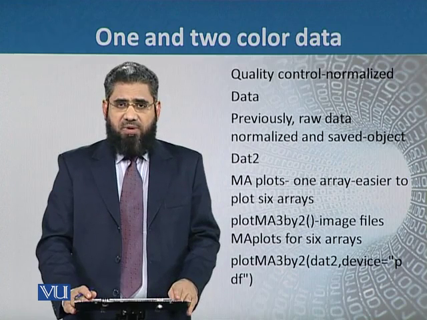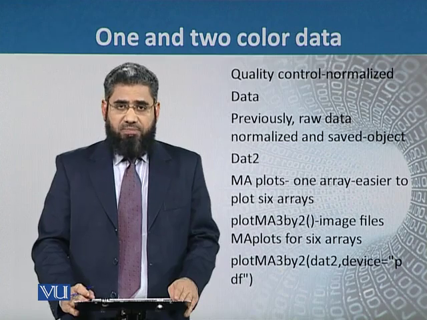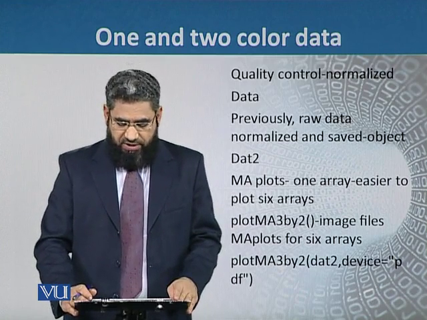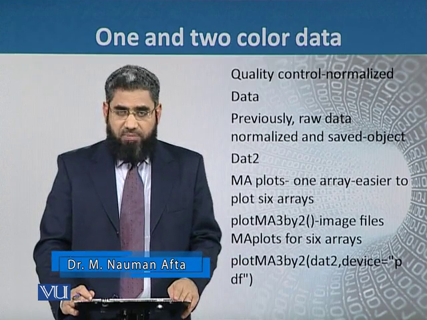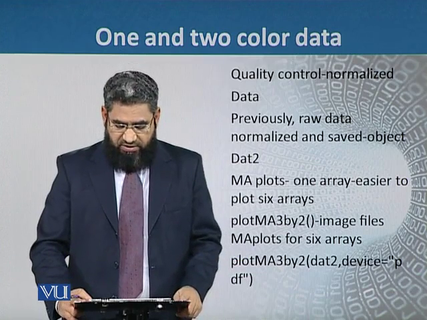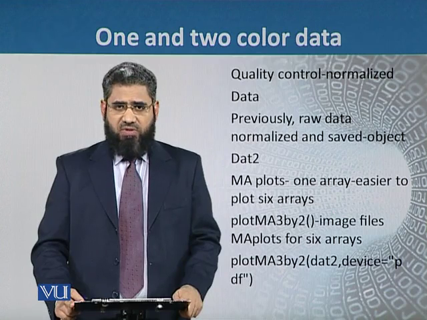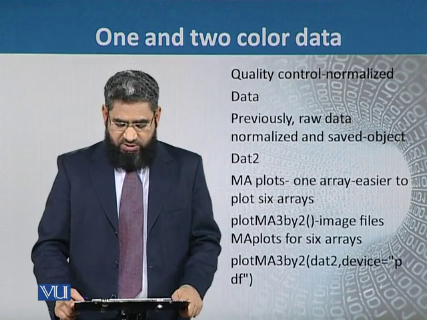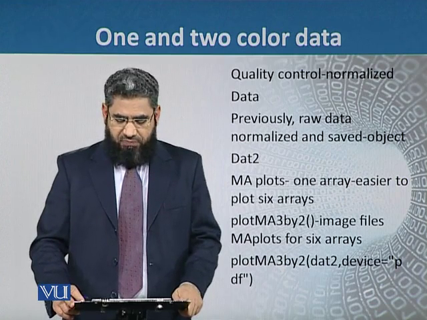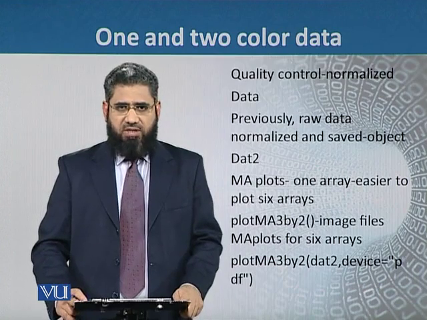We have seen that we can check the quality by plotting the MA plots. We can plot one MA plot for one array, but it is easier to plot six arrays at a time by using the limma package and the command plotMA3by2, 3 by 2 meaning 3 into 2, 6. So we can plot 6 images of the 6 arrays at the same time. We can then analyze these arrays using plotMA3by2 DAT2, and convert these plots into a PDF file also, because we can use it outside the R program.